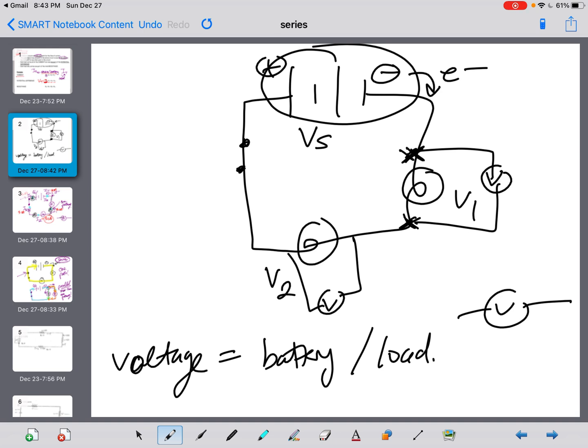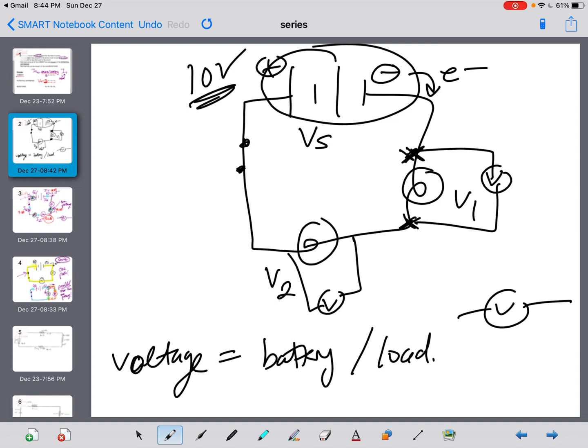Okay, so that's why I kind of like to think of it as currency, because think of it. Let's say the battery generates, I'm going to make up a number here, 10 volts. Okay, so the battery is giving those electrons 10 volts worth of energy. So what that means is as those electrons travel around the circuit, it's going to use those 10 volts up.